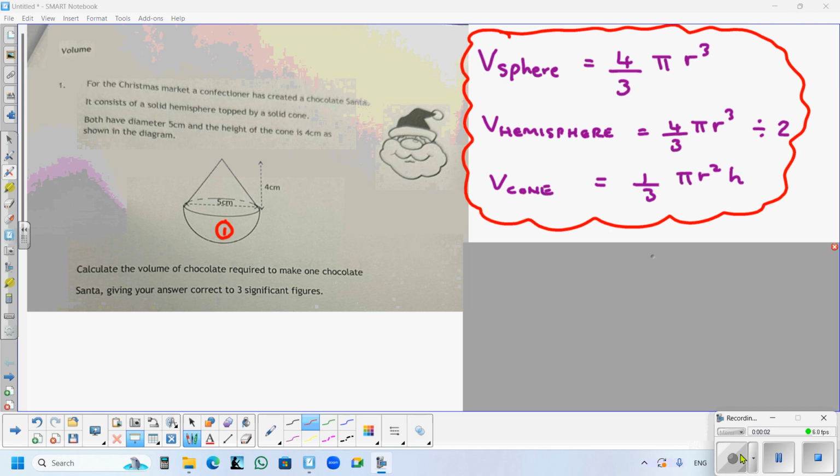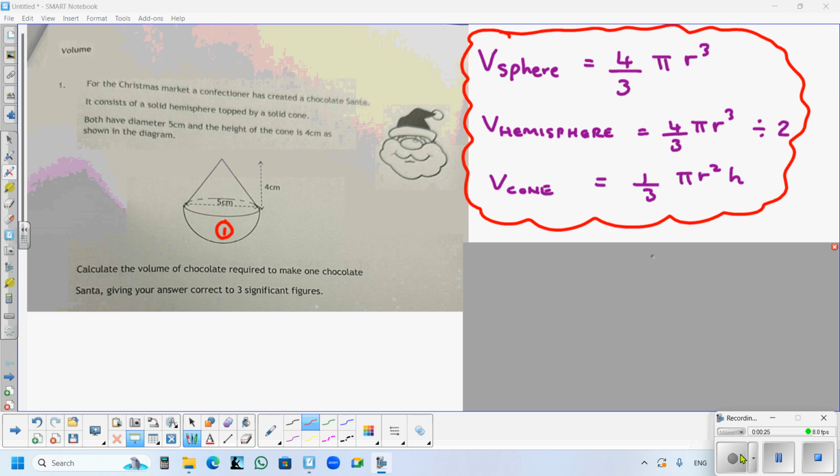So, volume section of your revision sheets, it says, for the Christmas market, a confectioner has created a chocolate Santa. It consists of a solid hemisphere topped by a solid cone. Both have diameter of 5 centimetres and the height of the cone is 4 centimetres as shown in the diagram. Calculate the volume of chocolate required to make one chocolate Santa, giving your answer correct to 3 significant figures.